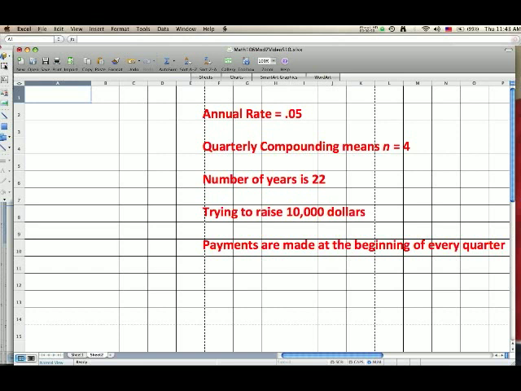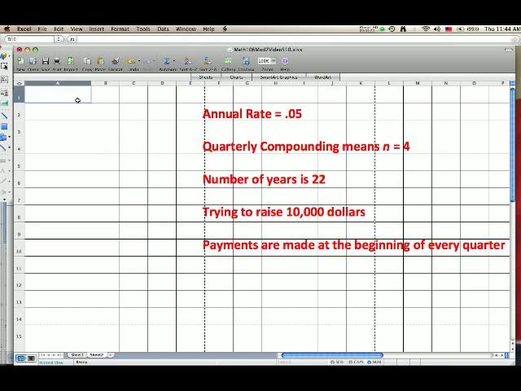So let me remind you of the conditions of the investment of the problem. We know that the annual rate is 0.05, it's 5%. We know that the investment is compounding quarterly, compounds every 3 months, and so that means that n is equal to 4. I told you that the number of years of the investment is 22 years. We know that your grandparents are trying to raise $10,000, and I made the assumption also that your grandparents are making payments at the beginning of every quarter. And we saw that in the diagrams that I made as well.